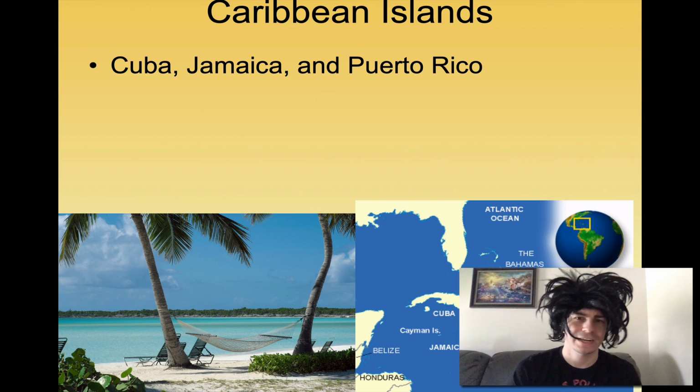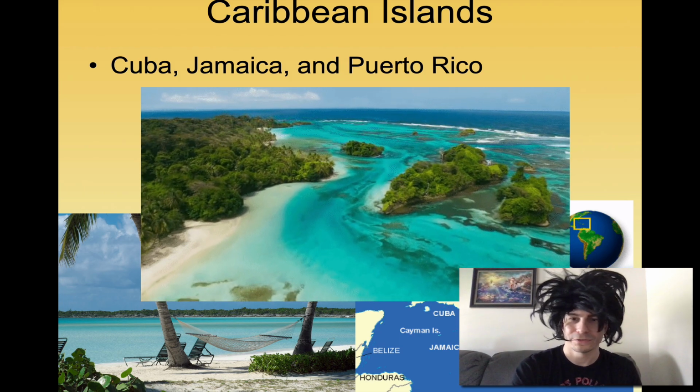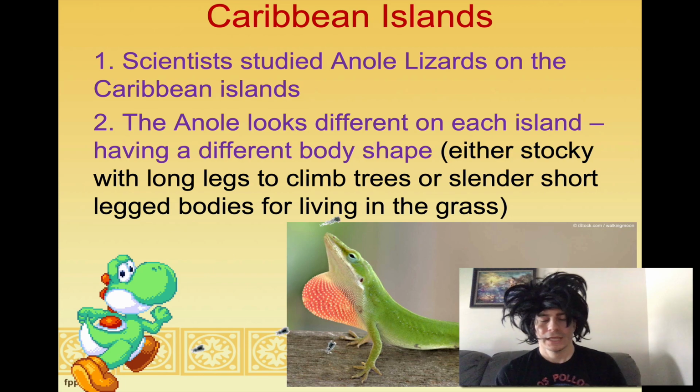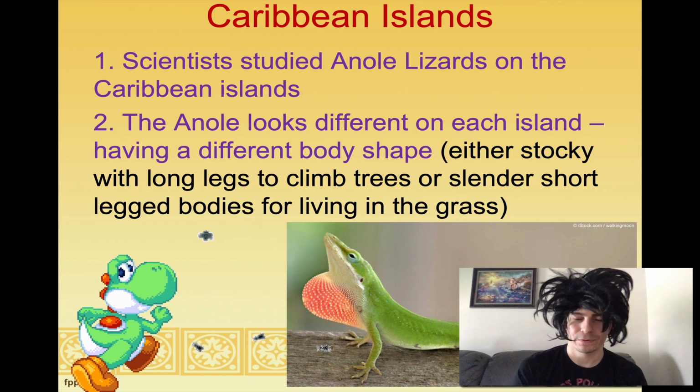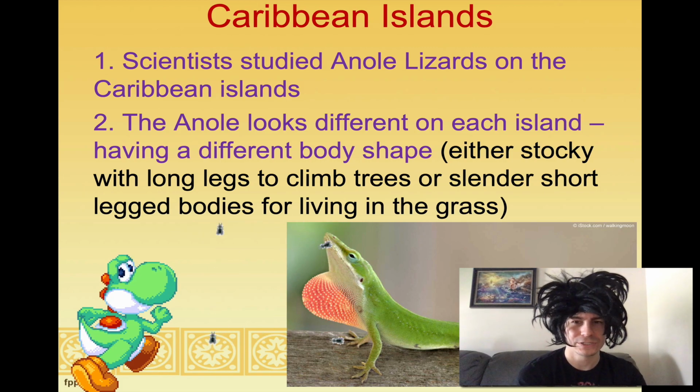So if we go down to the Caribbean islands, okay, Cuba, Jamaica, Puerto Rico, all that area there. Yeah, it's quite lovely. The water's beautiful, right? But there's these anole lizards, and they live in the Caribbean islands, okay?